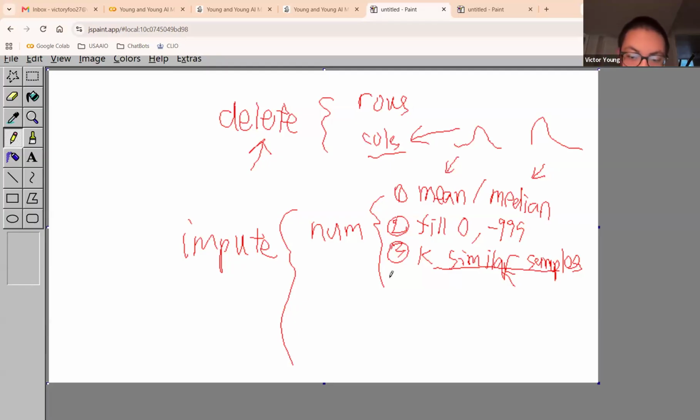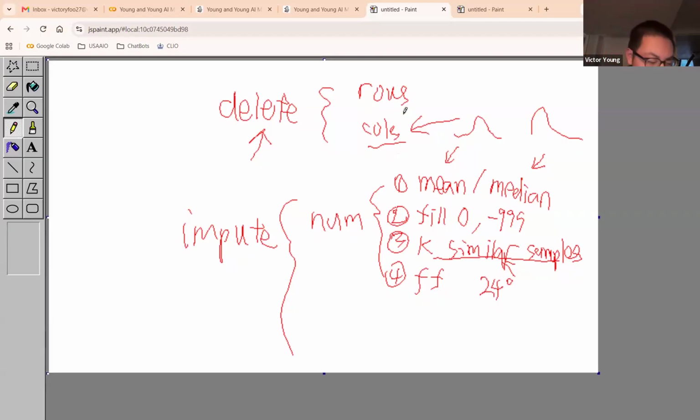So that's very good. And the last is called forward filling. Forward filling is usually used for time series. So if the temperature over a day is 23 degrees, 24 degrees, missing, 26 degrees, then we're going to fill it with 24 degrees, not 25 degrees. Forward filling is just taking the previous value and filling it. There are also other methods like interpolation that would fill it with 25 degrees, but that is a little bit more complicated.